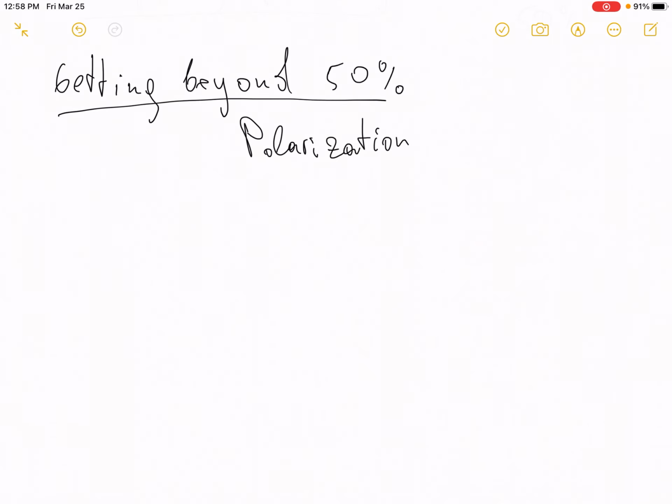Okay, so let's try to get beyond 50% of efficiency. But before we do that, we need to understand and grasp a couple of concepts. First is polarization of light and of photon.